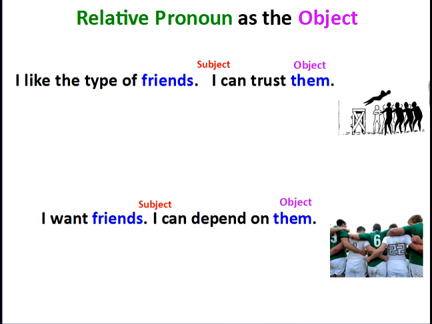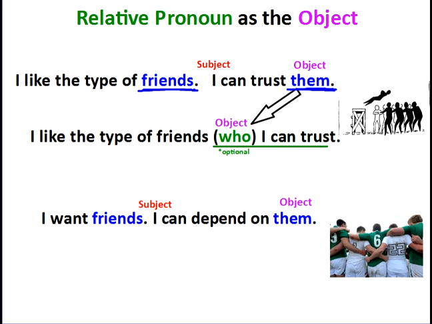But we can also do this with an object. For example, the relative pronoun as the object. So let's read our first sentence here. It says, I like the type of friends, I can trust them. Again, let's look. Friends is the common factor, and them is the common word. Now, them in my second sentence is not the subject. It's the object of the sentence. The subject is I. I can trust them. So them is the object. And that's what I'm going to take away. I'm going to use my relative pronoun in place of the word them. So how's this going to sound?